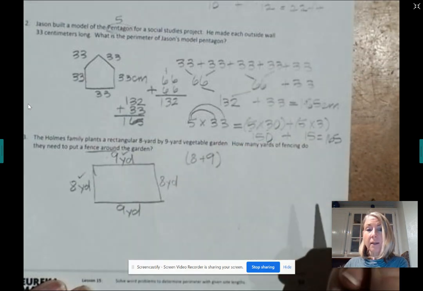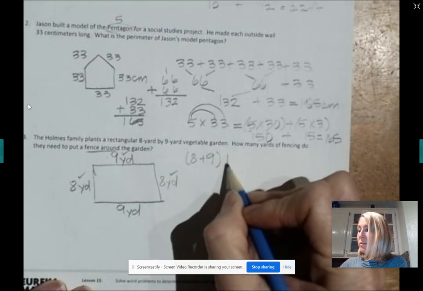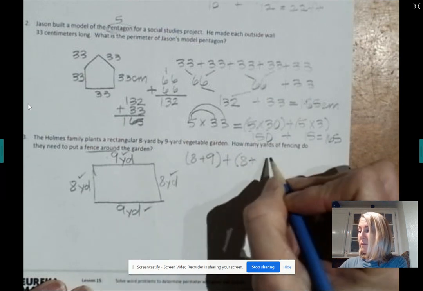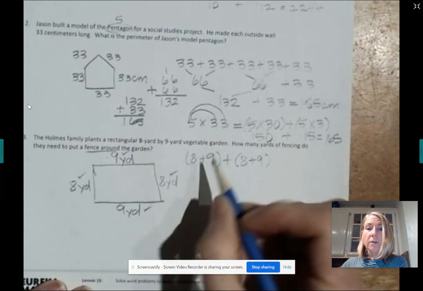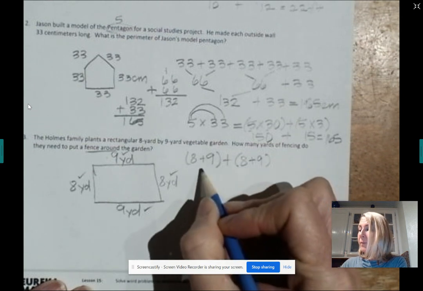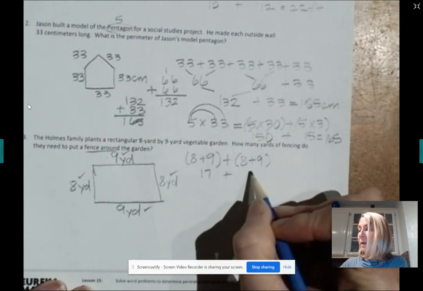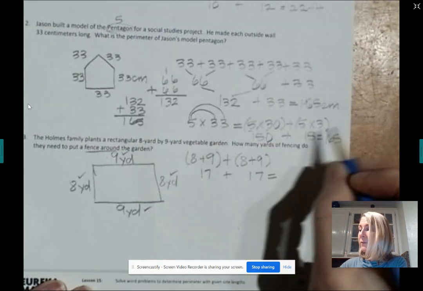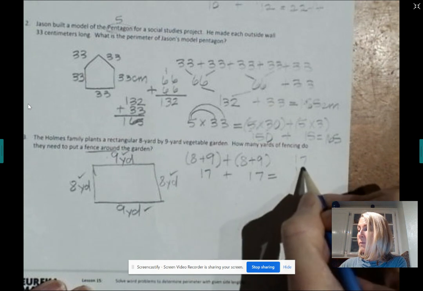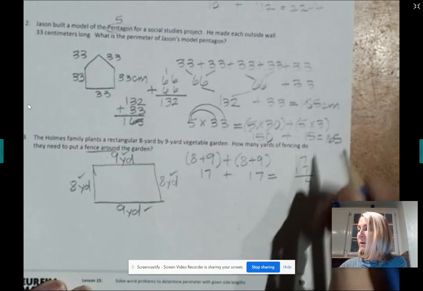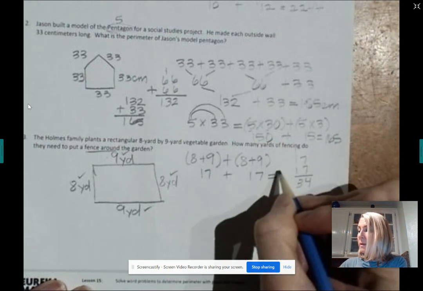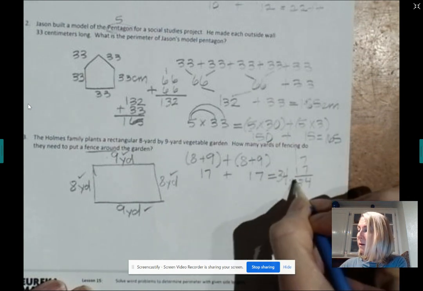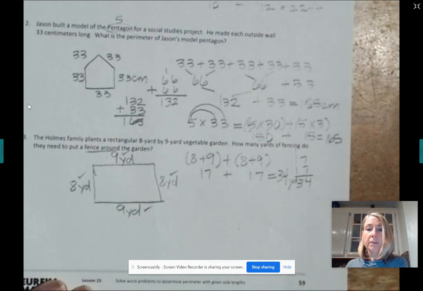I'm going to go ahead and cluster these with parentheses just because I think it helps organize the work. So 8 plus 9 is 17. And this one is basically just doubled, 17 and 17. I know that's going to require some regrouping, so I'm going to write that out carefully. So I have 34 yards. Didn't do very good organization there on my paper.